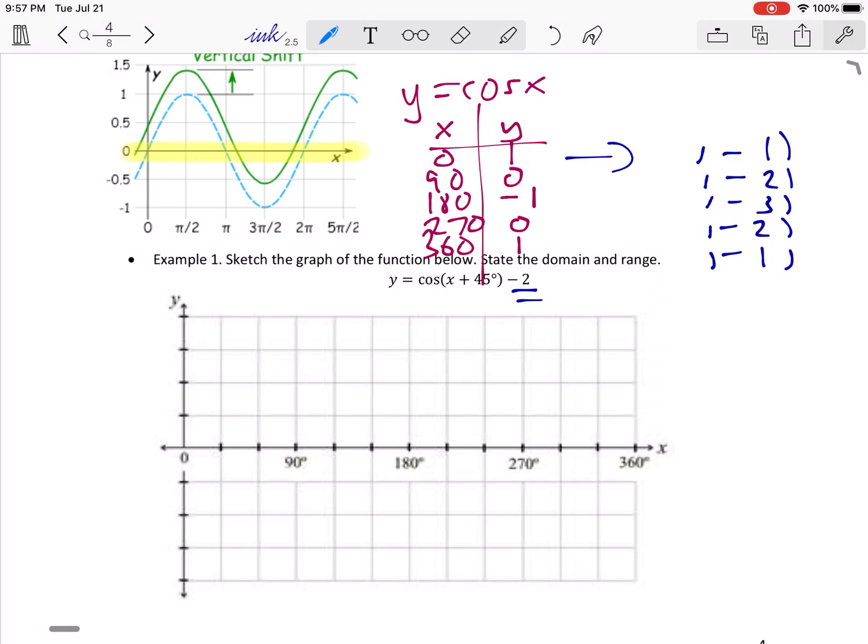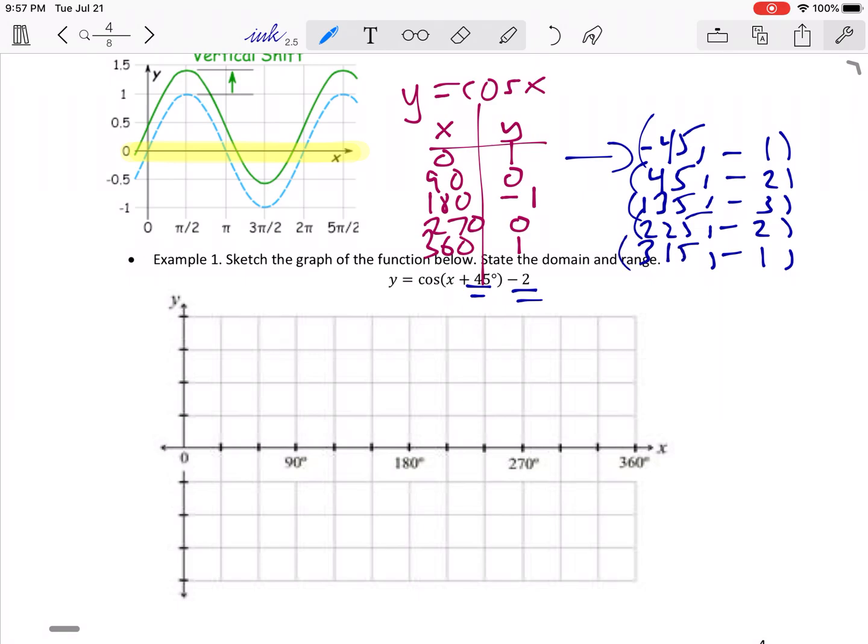Okay, and now your x values, you're going to take away, because it's plus 45, so remember we're going to watch that, because it's plus 45, that means we're going to take away 45. So remember how it was the opposite? So if we start with 0, that's going to be minus 45. And then if we've got 90, that's going to be positive 45. Okay, 180 is going to be 135. And then 270 is going to be 225. So we're just taking away 45. And then 360 is going to be 315.